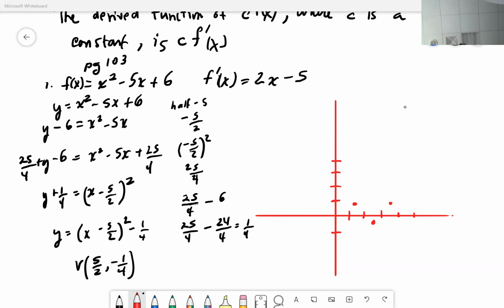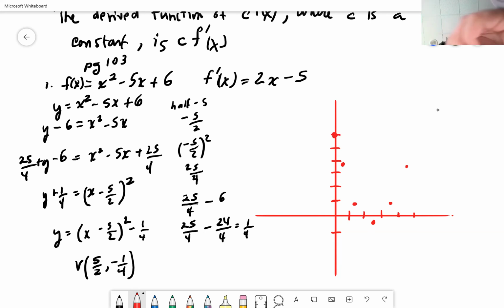Negative 0.25 plus 4 is 3.75, so it goes up to 3.75. It'll be like around here, something like that. And then the other side will be here, like around here. And then obviously we know that the y-intercept is right here.